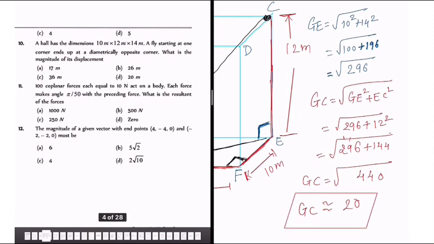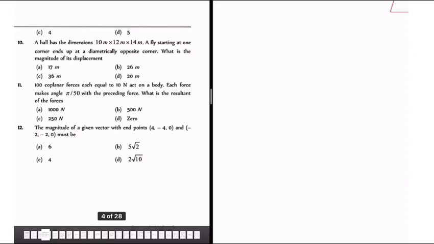Understood? Fine. Now, okay, next question, 11th. 100 coplanar forces, each equal to 10 Newton, act on a body. Each force makes an angle of pi by 50 with the preceding force. What is the resultant force of the forces? See, 100 coplanar forces, each equal to 10 Newton, act at a point on a body. Say this is a body. And how many forces are there? 100, each of 10 Newton.